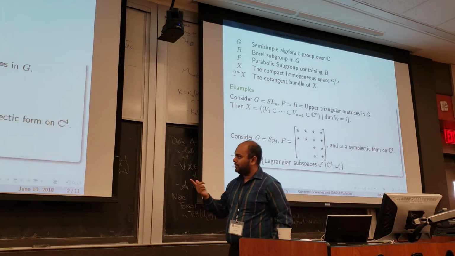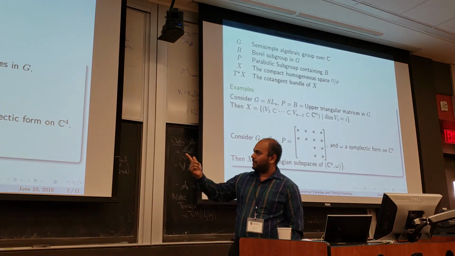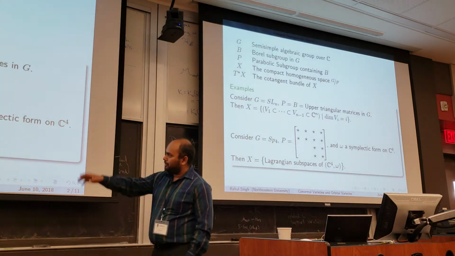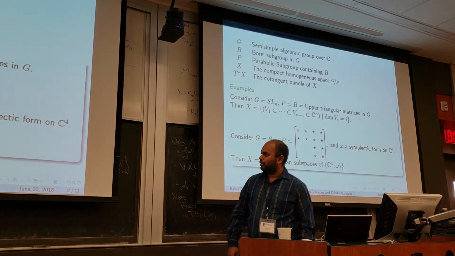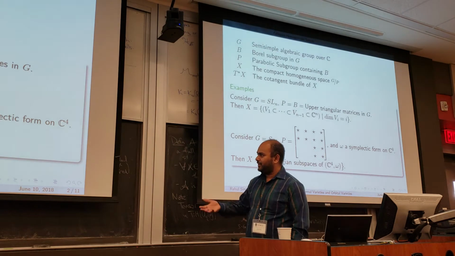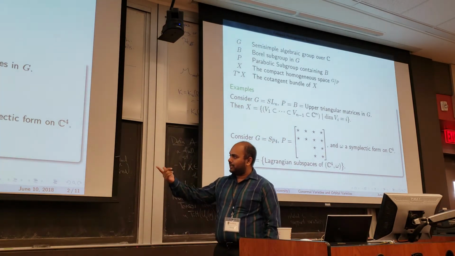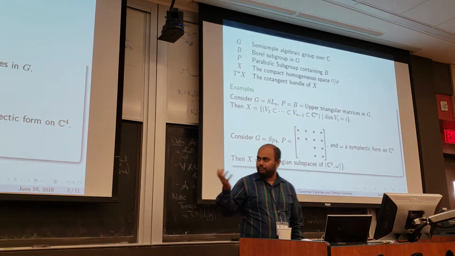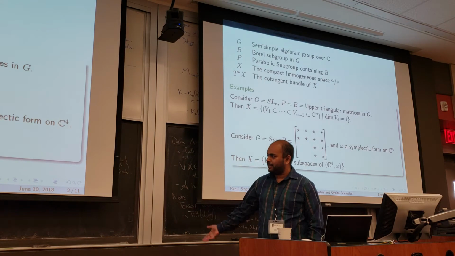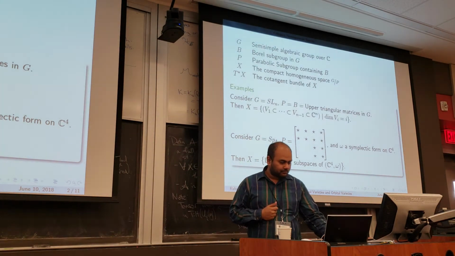Another example is the group Sp4. I take this parabolic group to be, as you can see from the picture, a 0 in the bottom left 2 by 2 corner, and the rest varying freely as long as it is in Sp4. So this I can identify with Lagrangian subspaces of a 4-dimensional vector space. So I have C4 and I set up a symplectic form on that, and then I ask what are the Lagrangian subspaces of that.